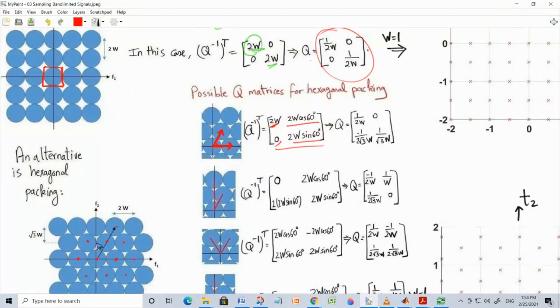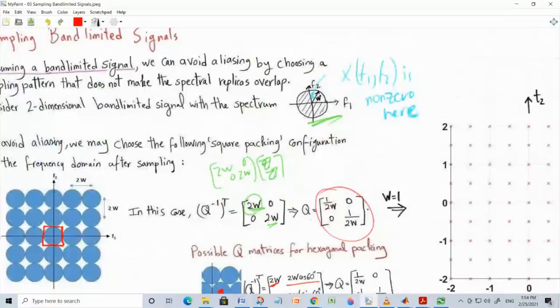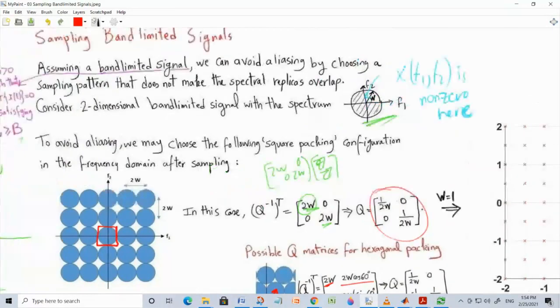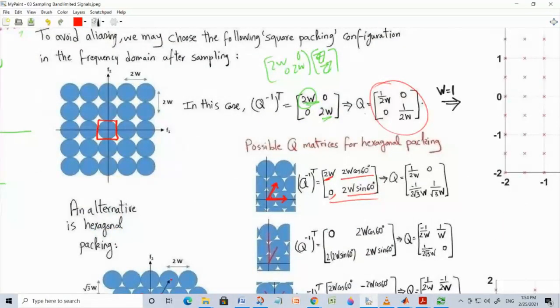In one dimension, fs is greater than 2W, which is straightforward. Here things are more difficult, and you need to look at the shape of the spectrum and so on. So here we focus on the case where the spectrum has a circular support, and to avoid aliasing you can do it in a number of ways. Now, mathematically speaking, if you avoid aliasing, then your signal can be reconstructed.